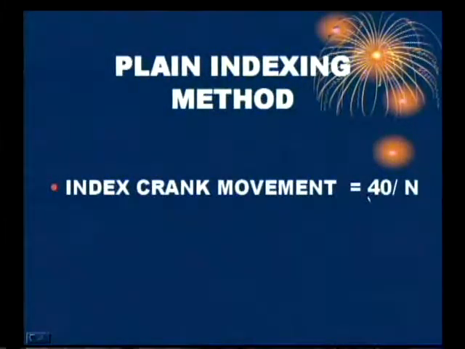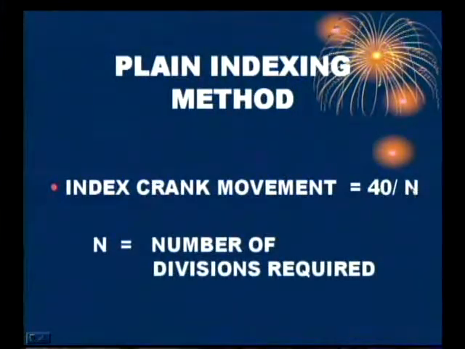So each time, depending upon the indexing movement that is calculated, the index plate is to be changed, and a suitable index plate is to be fixed on the head, and indexing is done. This is the plain indexing method. The index crank movement using this plain indexing method is obtained by using the 40 by N formula, where capital N is the number of divisions required.